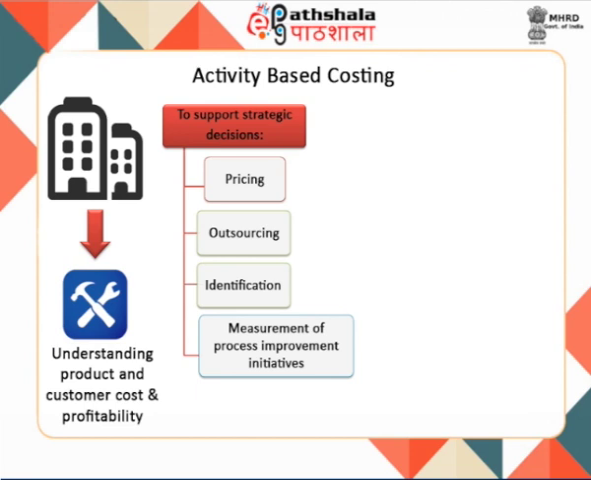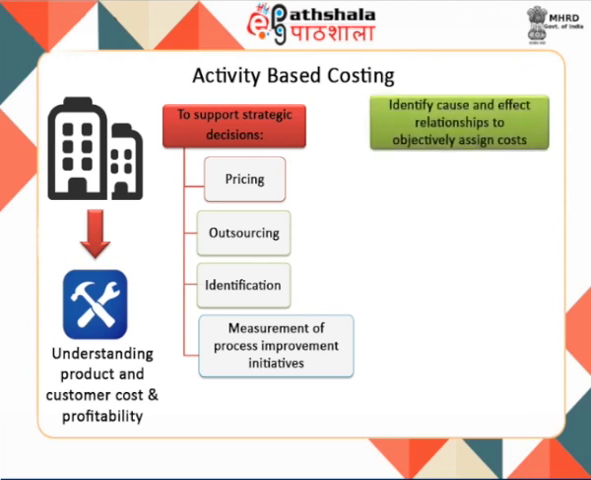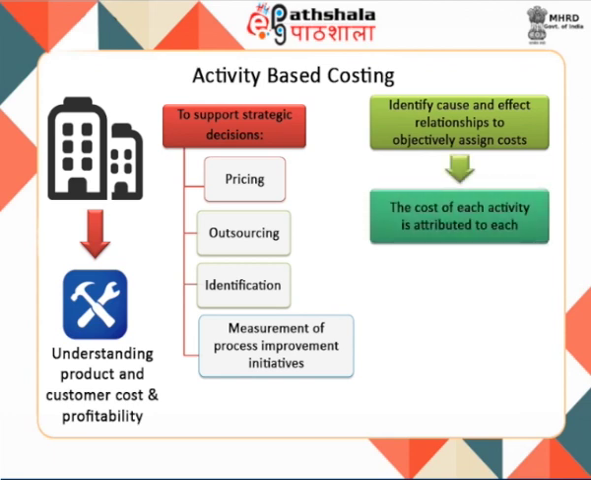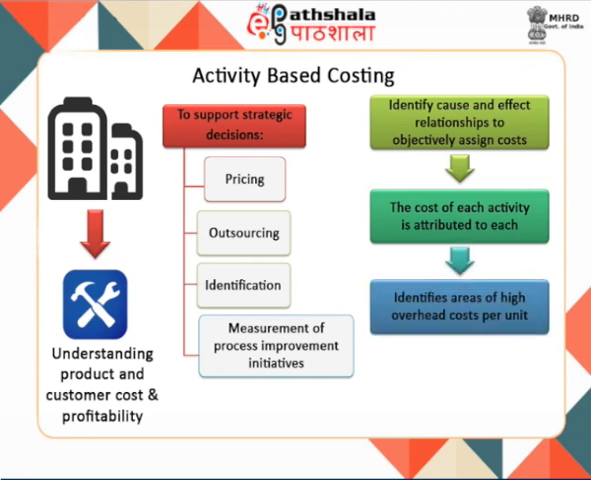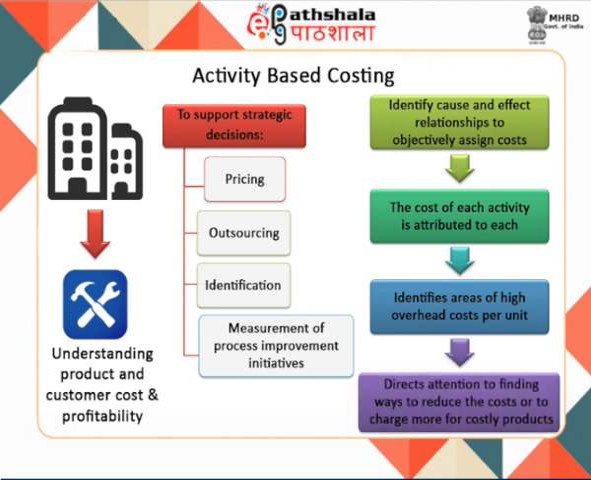Instead of using broad arbitrary percentages to allocate costs, ABC seeks to identify cause and effect relationships to objectively assign costs. Once costs of the activities have been identified, the cost of each activity is attributed to each product to the extent that the product uses the activity. In this way, ABC often identifies areas of high overhead costs per unit and so directs attention to finding ways to reduce the costs or to charge more for costly products.